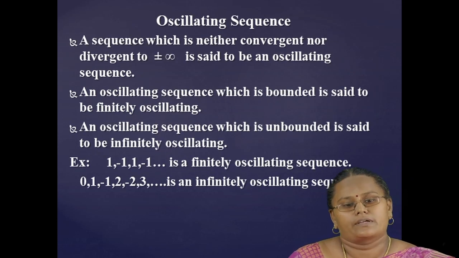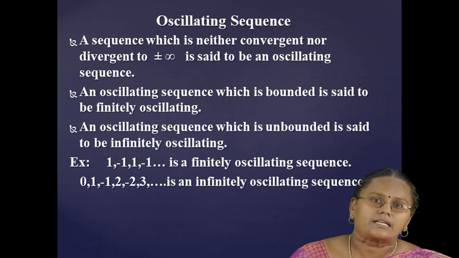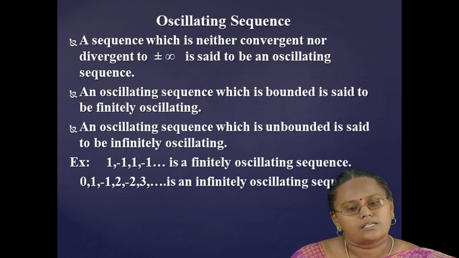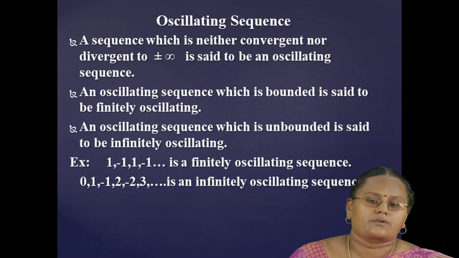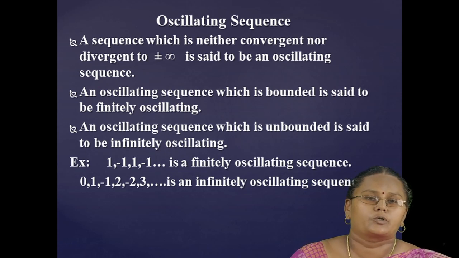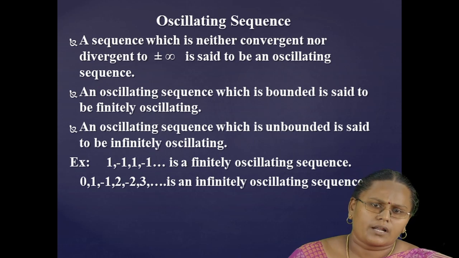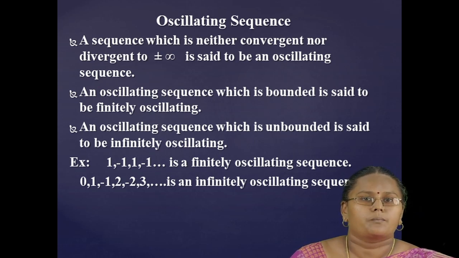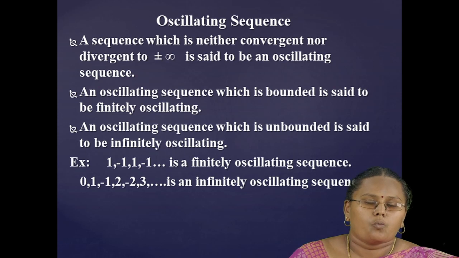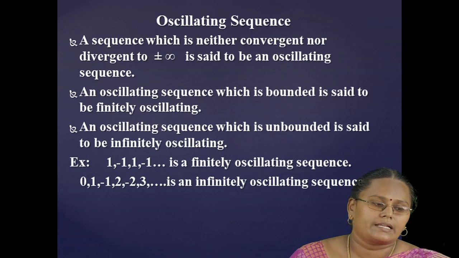Next, oscillating sequences. A sequence which is neither convergent nor divergent to plus or minus infinity is said to be an oscillating sequence. An oscillating sequence which is bounded is said to be finitely oscillating, and an oscillating sequence which is unbounded is said to be infinitely oscillating. For example, consider the sequence 1, minus 1, 1, minus 1, etc. It is a finitely oscillating sequence. Next, 0, 1, minus 1, 2, minus 2, 3, etc. is an infinitely oscillating sequence.